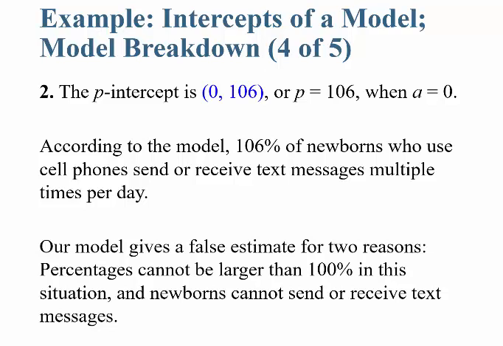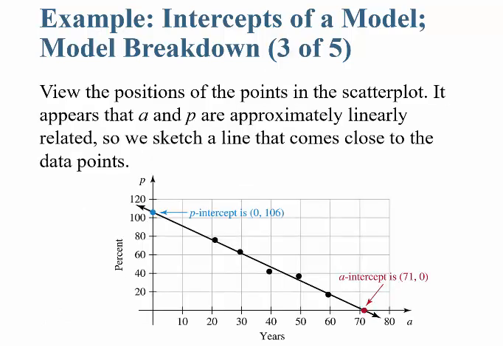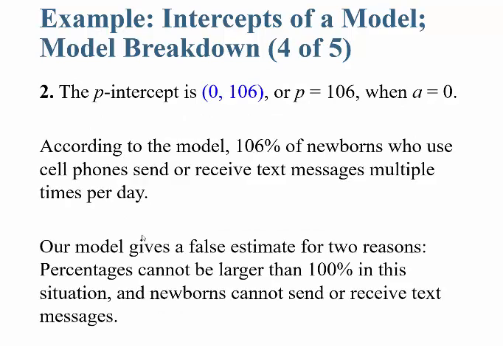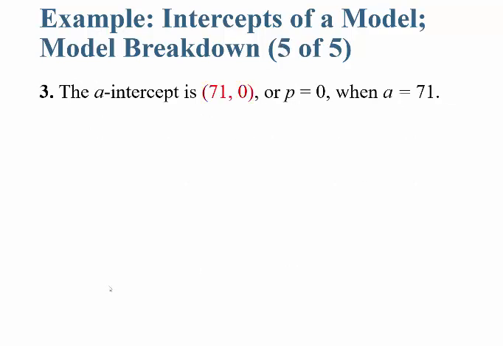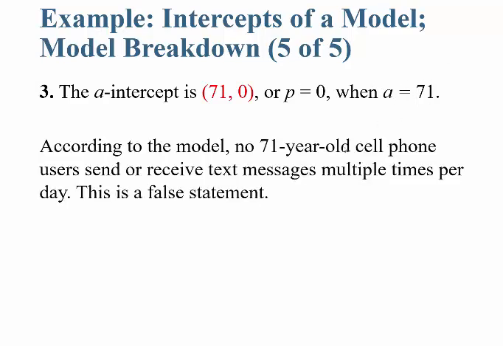So our p-intercept from our model, which is a good model that goes through the points, does a bad job estimating or giving information. Similarly with the a-intercept, which is 71: when p is equal to 0, the percentage of people who send and receive text messages equals 0 when the age of that person is 71. Well, according to the model, no 71-year-old cell phone users send or receive text messages multiple times per day. All right, this is just false.